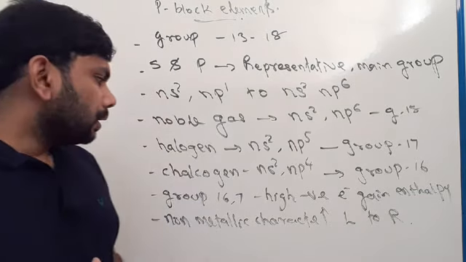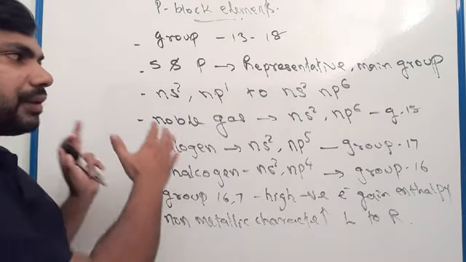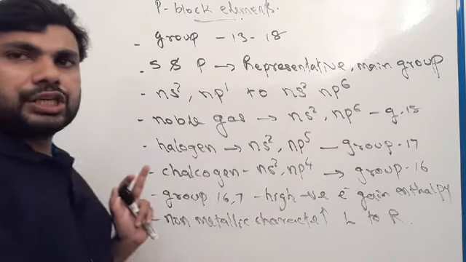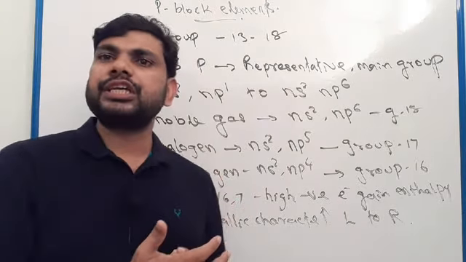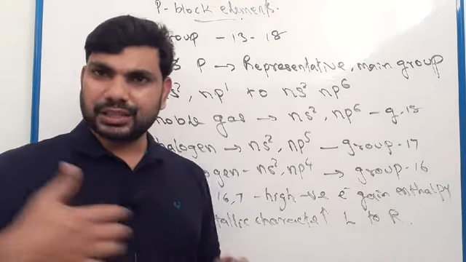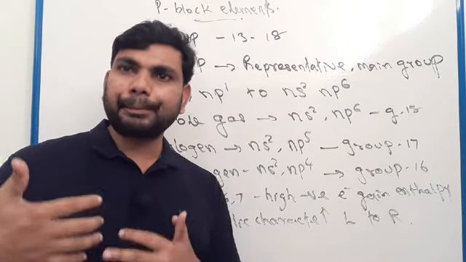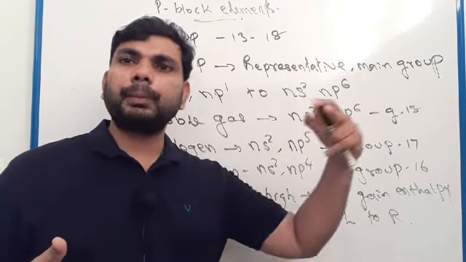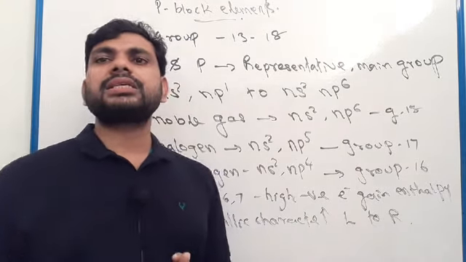Also, when you are moving from left to right in the periodic table, the left part of the periodic table is metal, the right side is non-metal. S block and D block are metals. But when you go to P block, it is non-metal.